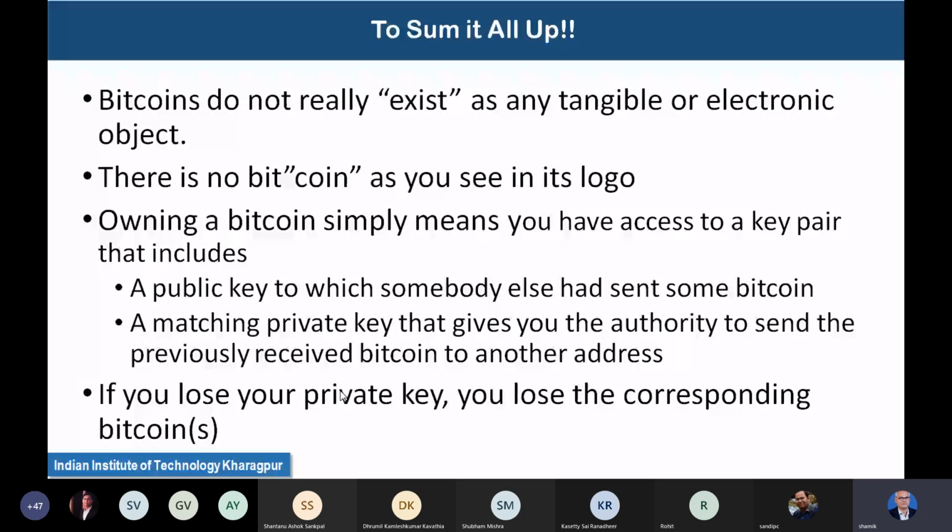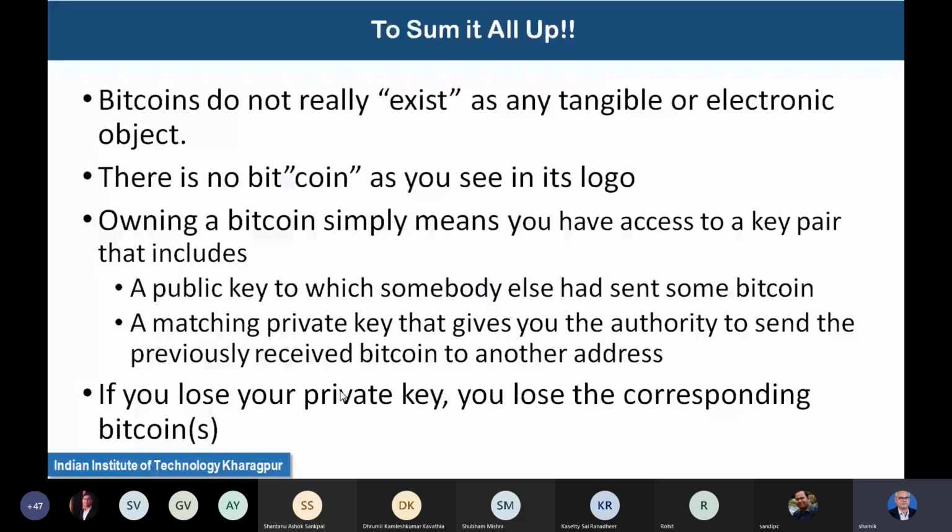And if you lose your private key, then you lose the corresponding Bitcoin. It is estimated that maybe 1 million Bitcoin is lost because people either lost their private keys or they died and could not share their private keys with somebody else. Okay, so it is all about ensuring that you keep your private key secret.